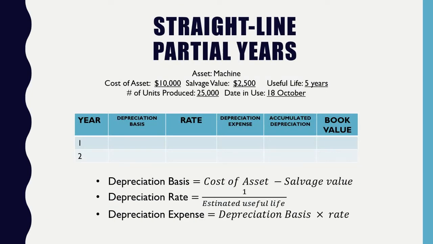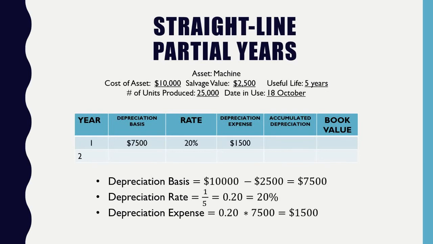So the same rules are going to apply here as well, right? We're going to solve for a depreciation basis, which is asset cost minus salvage value. So in this case, 10,000 minus 2,500 gives you 7,500, okay? Rate is 1 over the estimated useful life, which is 1 over 5. You multiply that together, and you're going to get 1,500.